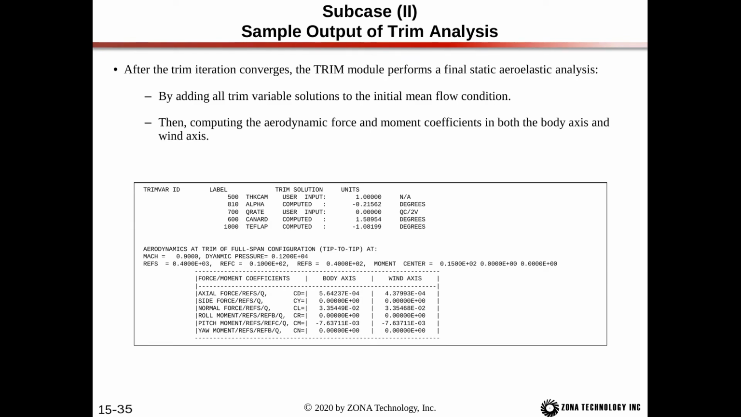And then continuing with the output, after the trim iteration converges, the trim module performs a final static aeroelastic analysis. So we add all the trim variable solutions to the initial mean flow condition and then compute the aerodynamic force and moment coefficients in both the body axis and the wind axis. So our computed alpha is now minus 0.2 degrees. Our canard is 1.6 degrees, and our trailing edge flap is minus 1.1 degrees. And then this is our final aerodynamic forces and moments in the body axis and the wind axis.